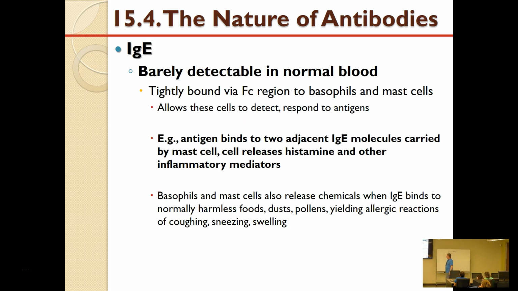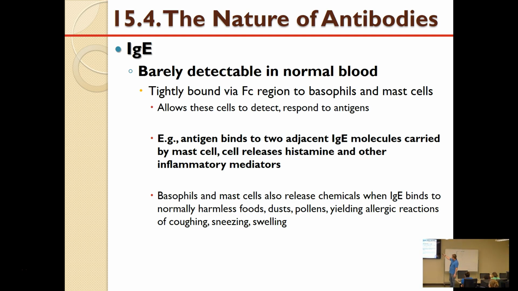IgE, barely detectable in normal blood. The only time it's detectable is if you have an allergic reaction or some sort of parasite infection. Other than that, a normal healthy person will have 0 to 0.01% IgEs running around. But once they get that allergic response, part of that is the histamine, as we talked about before. Also, it's the IgEs being released to go combat whatever that allergen is.